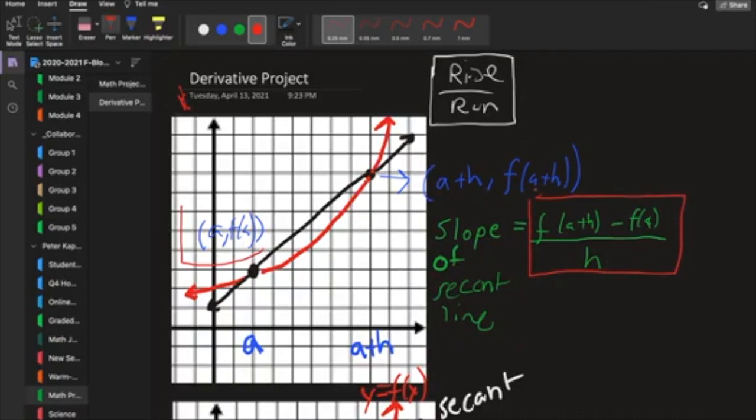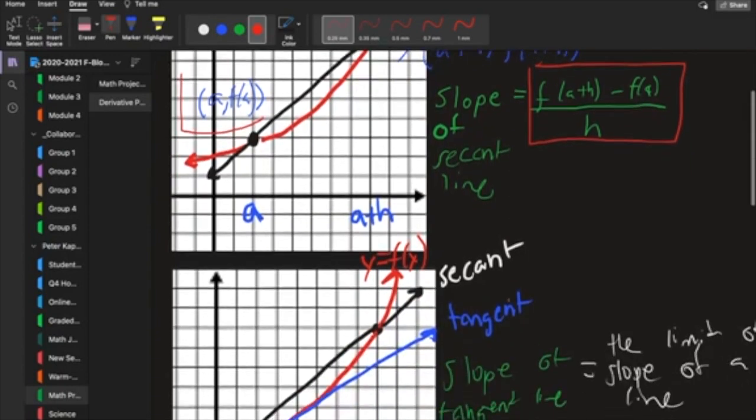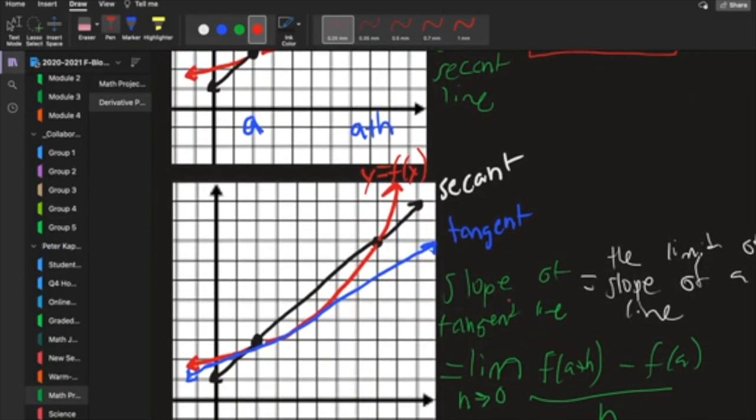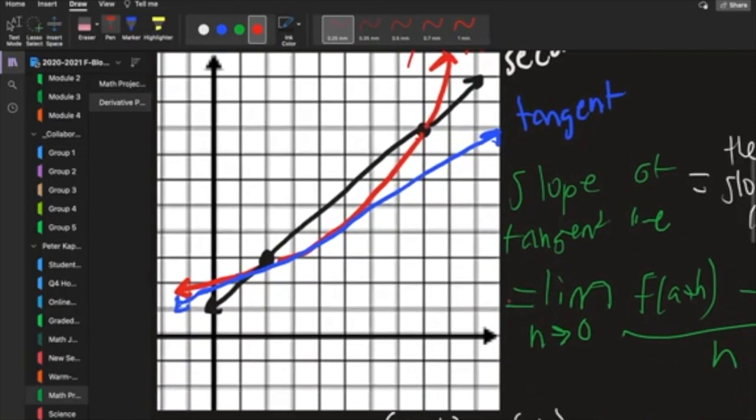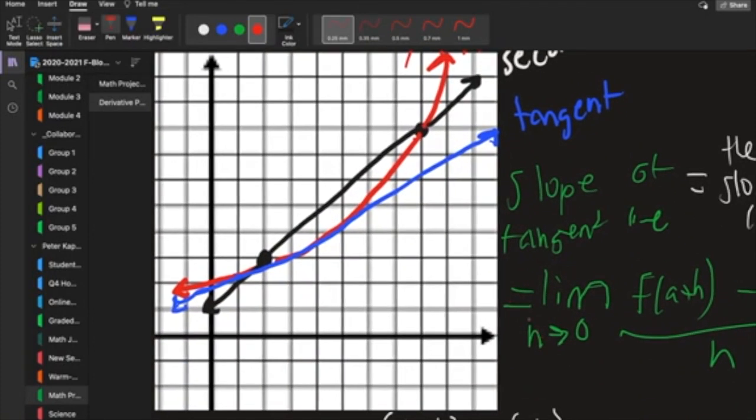So now that we have the slope of our secant line, we can go ahead and determine the slope of the tangent line. So basically, the slope of the tangent line is going to be the limit right here as h approaches 0. And if you don't understand what a limit is, it is basically what the graph is trying to do as it approaches a given value. So what is our graph trying to do as it approaches 0? We're just focusing on this point right here.